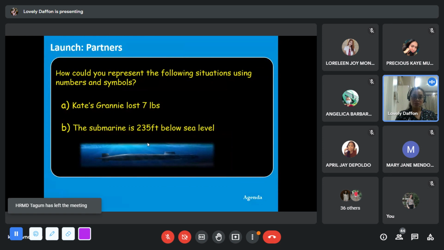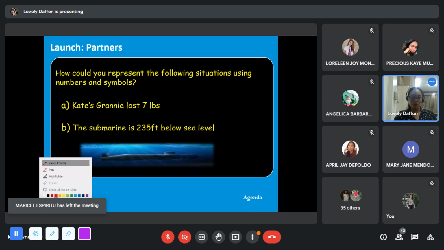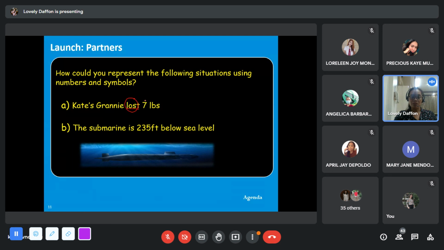Okay. So we have also here, how could you represent the following situations using numbers and symbols? We have already discussed this one, the importance of identifying also the words, specifically, if we are trying to find out if it is going positive and going negative. So you already have here the loss. We already have the word loss. So therefore, pag loss, kabalo na ta nga that should be negative.